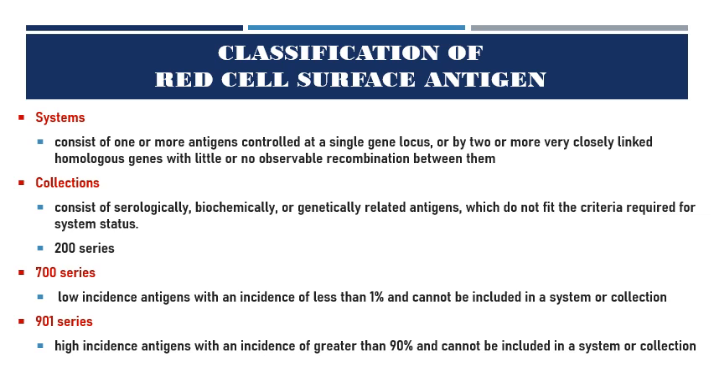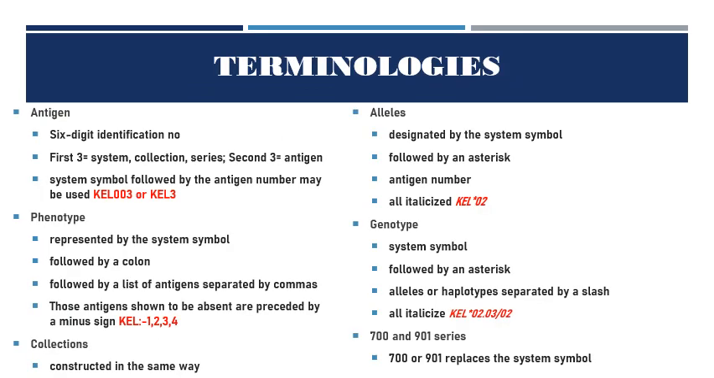700 series are low incidence antigens with an incidence of less than 1% and cannot be included in a system or collection. And lastly, the 901 series are high incidence antigens with an incidence of greater than 90% and cannot be included in a system or collection. So these are the rules of ISBT in their terminologies.